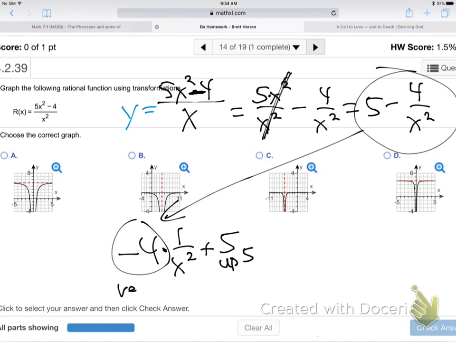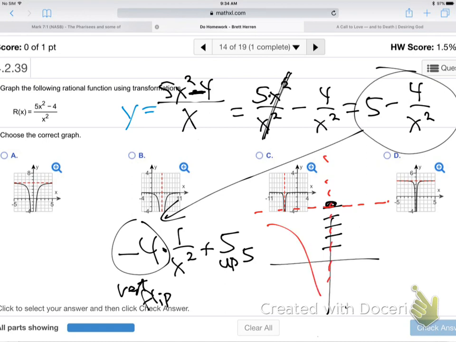Vertical flip. So basically we're taking the x squared graph, which is the 2 branches that are normally up, and they're going to flip down. And then the whole graph is going to move up 5. So 1, 2, 3, 4, 5, right to there. Move the whole graph up 5 so that the asymptote lines go up 5 and the branches have flipped down. So up 5, branches down.